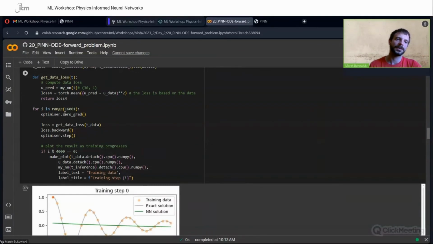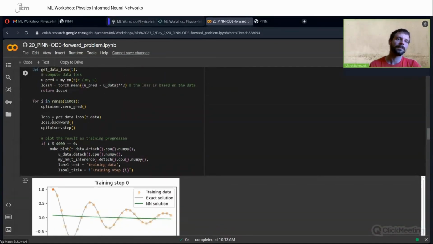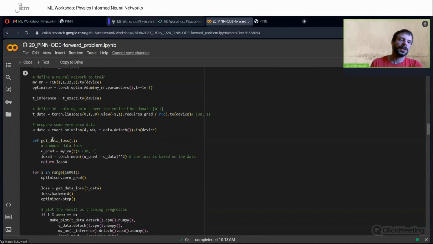So we zero the gradients. We calculate losses for the given true time, and for this time we predict the position with the neural network, and the loss is the mean square error, the difference between predicted position and the true position. Then loss backward, step the optimizer, and make plots from time to time. So here is the time for which we have the data, and here we have the true position. And in each iteration, we'll use all the data we have.